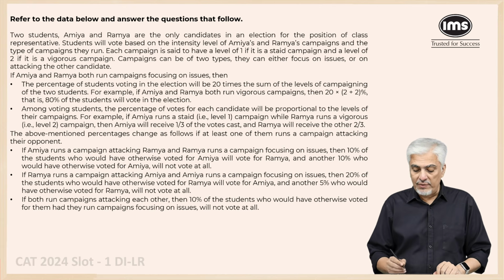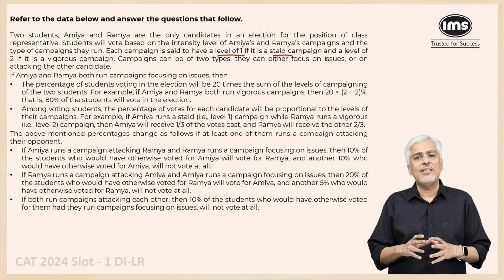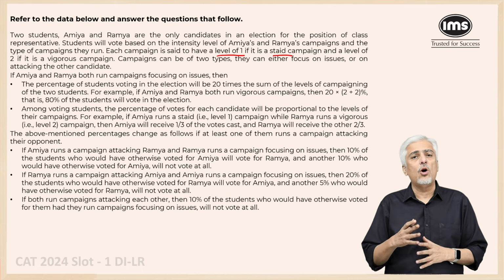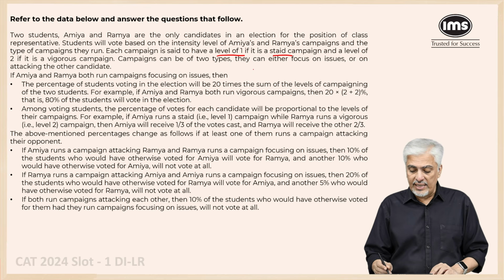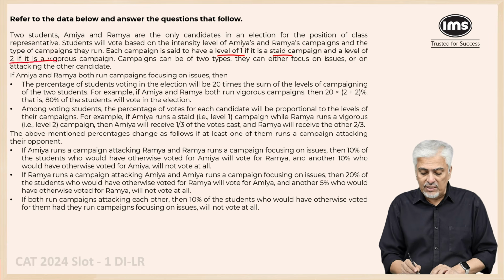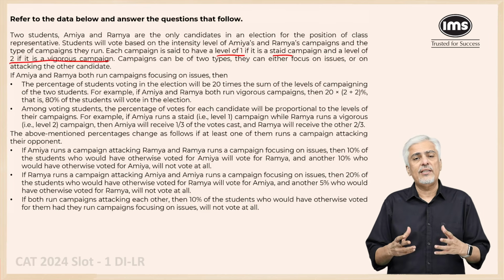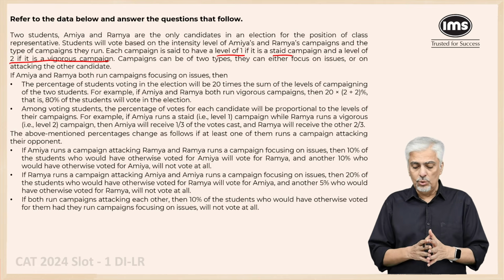Each campaign is said to have a level of 1 if it is a staid campaign. So, a staid campaign is a reserved campaign where they're not going all out. That's a level 1 campaign, and a level 2 campaign if it is a vigorous campaign. So, vigorous campaigning is level 2. So, level 1, level 2.